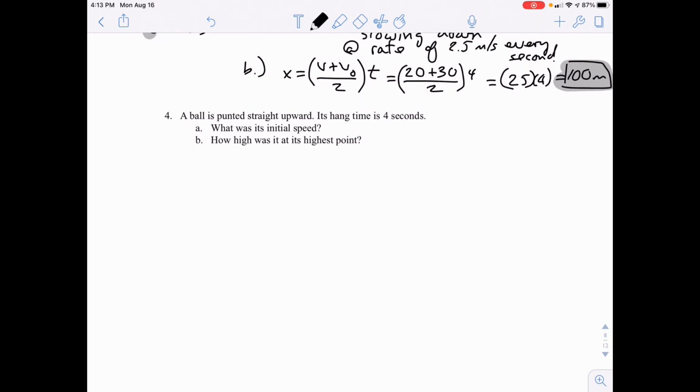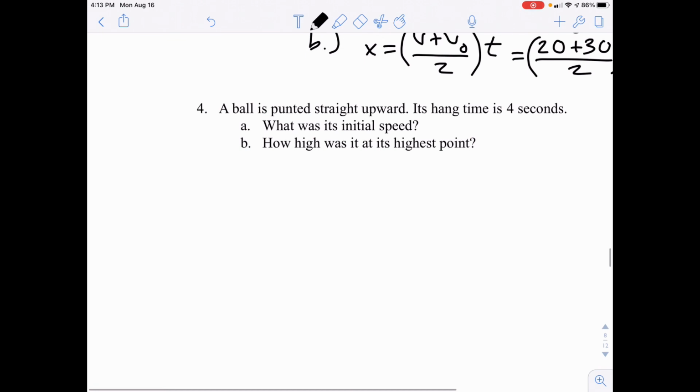And in the last example here, number 4, we have a ball that's punted straight upwards. Its hang time is 4 seconds. What was its initial speed, and how high was it at its highest point? So a couple of things that we should know. Hang time equals total time in the air.